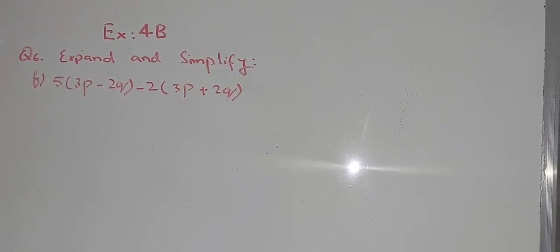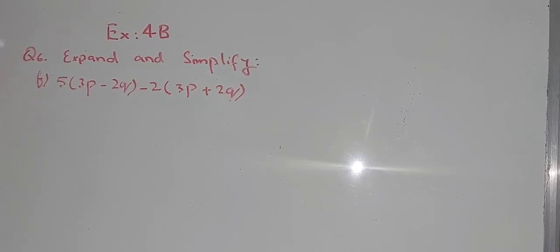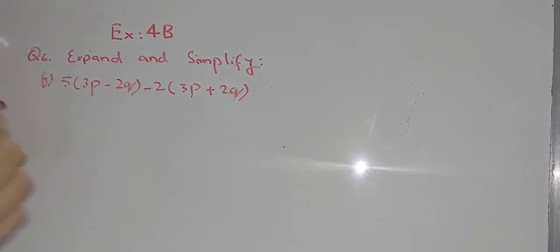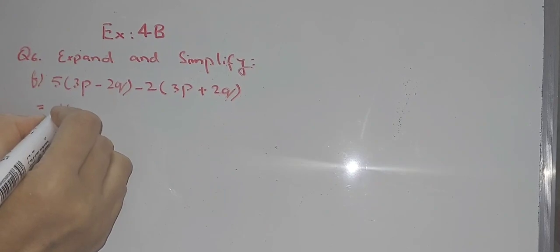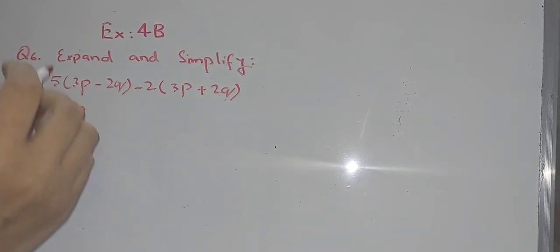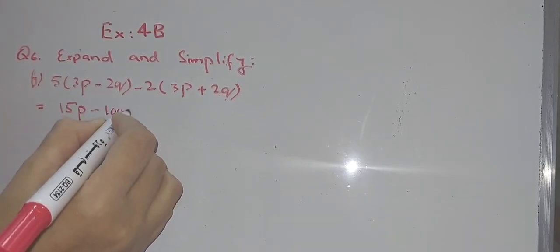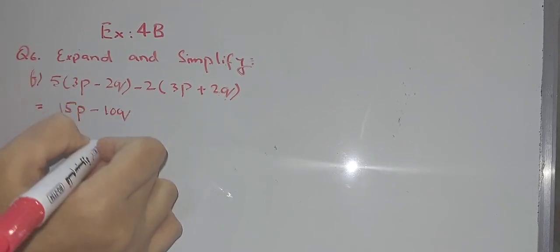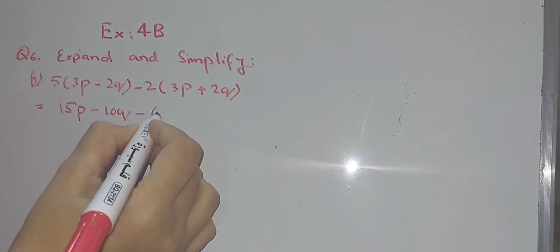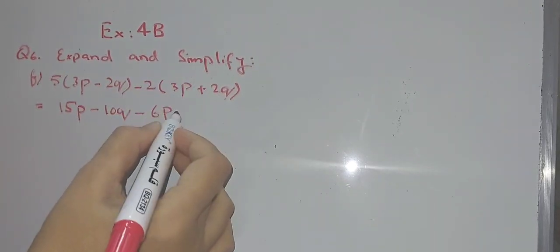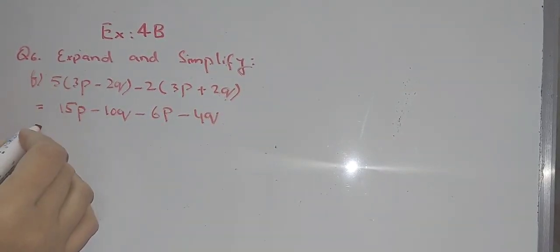Part F is 5 bracket 3p minus 2q bracket close minus 2 bracket 3p plus 2q bracket close. Let's start the solution by opening the brackets. 5 multiplied by 3p, 15p. Then 5 multiplied by minus 2q, minus 10q. 5 twos are 10, and q will come as it is. Minus 2 multiplied by 3p is equal to what? Minus 6p. Then minus 2 twos are 4, and q will come here.